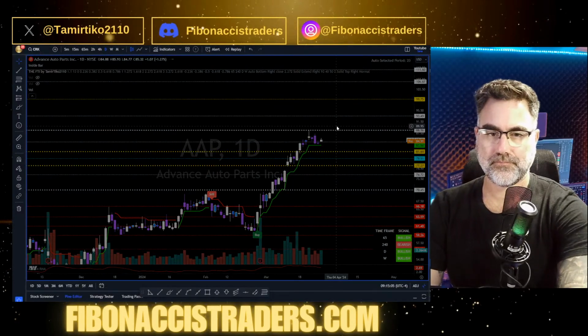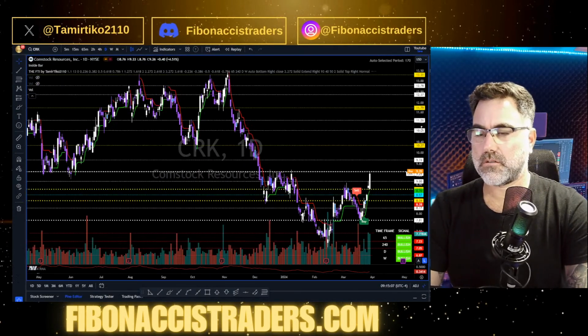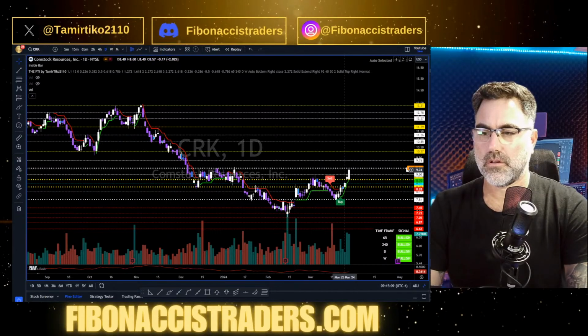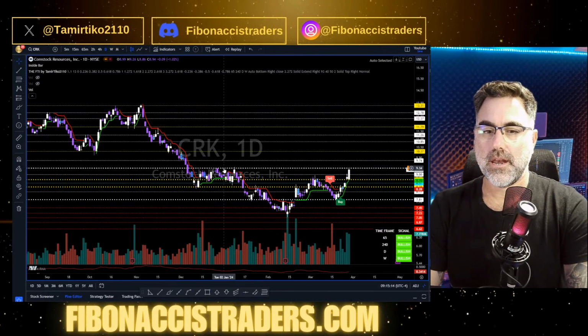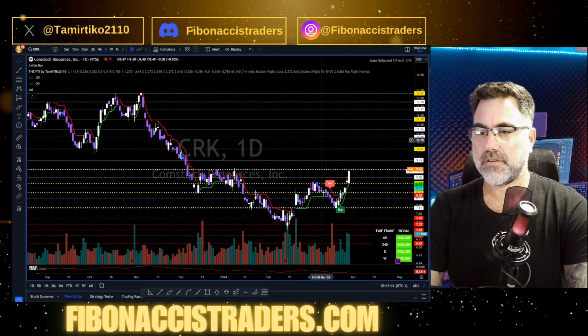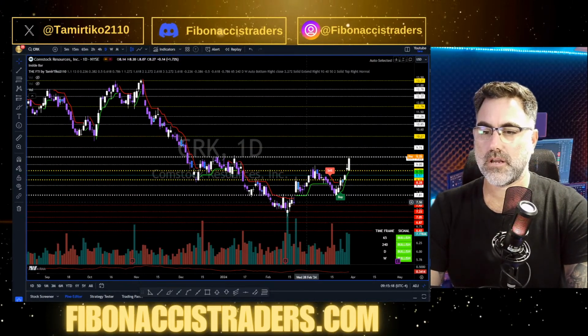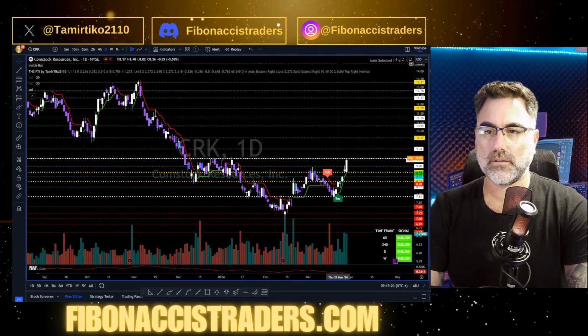CRK. Comstock. Looking good. This area, tough resistance. 934. Above it, 974 and 1030 overall. Bullish sentiment on all time frames.